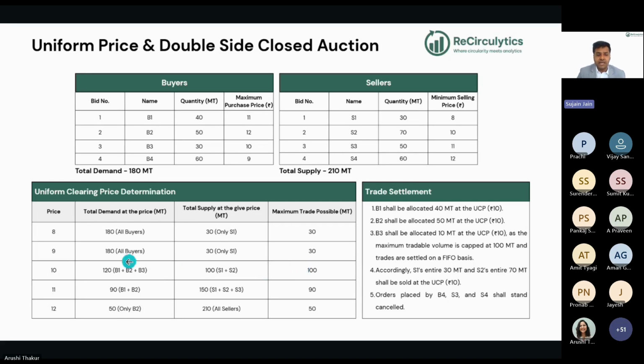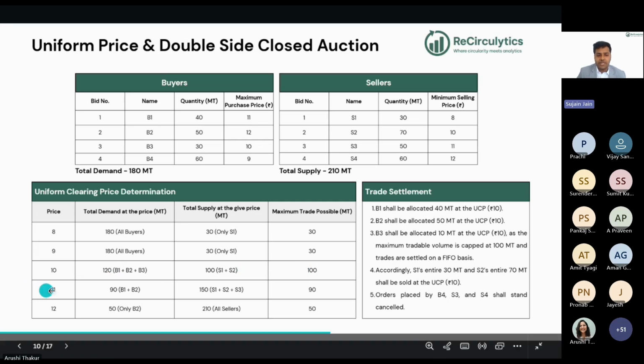Same at 11 rupees, we have only B1 and B2 who are willing to buy the credits at that price. But at 11 rupees, we have S1, S2 and S3. Three of them are ready to sell their credits at 11 rupees. So in that case also, the supply is 150, but here the demand becomes 90. Hence, the maximum trade that is possible is only 90 tons.